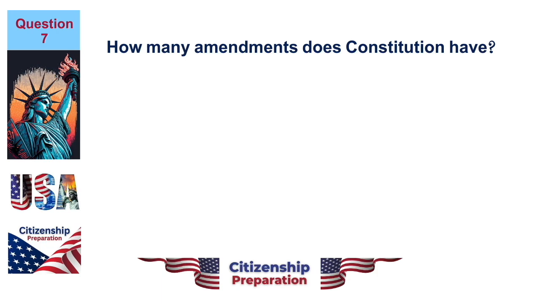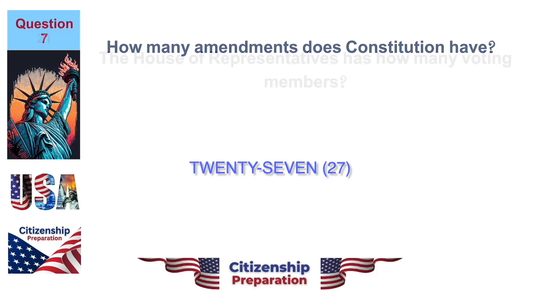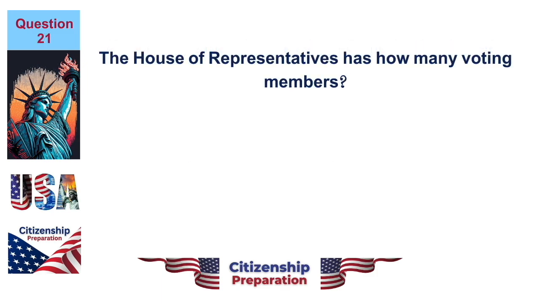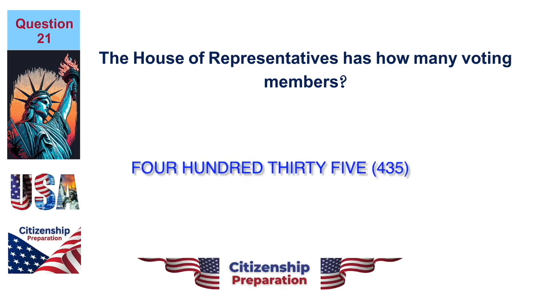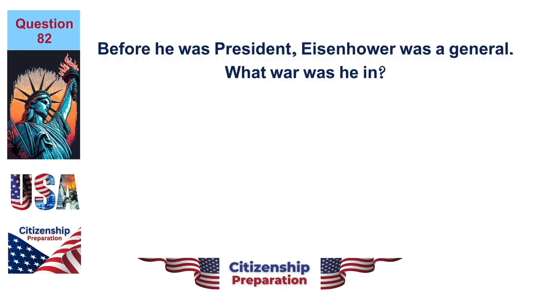How many amendments does the Constitution have? 27. The House of Representatives has how many voting members? 435. Before he was president, Eisenhower was a general. What war was he in? World War II.